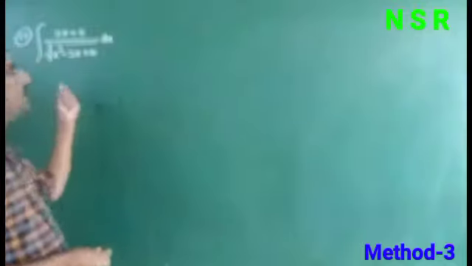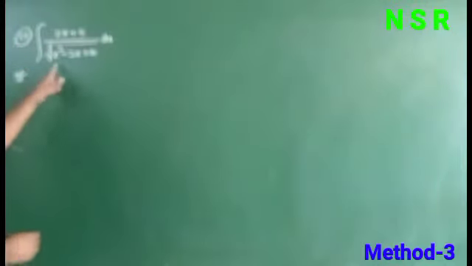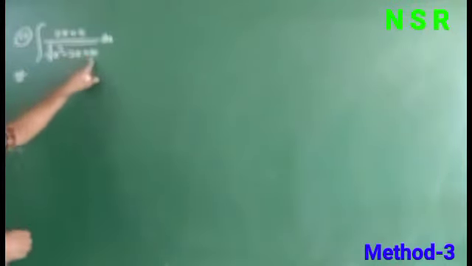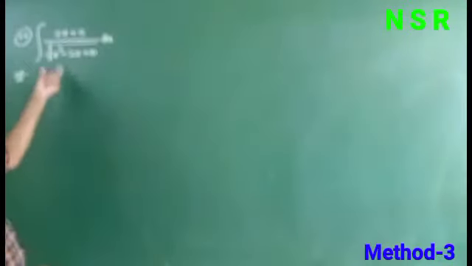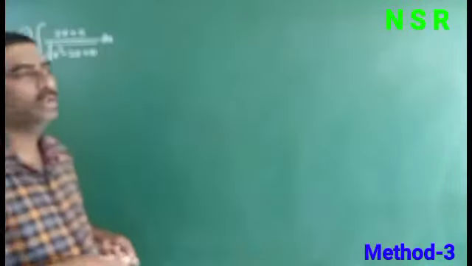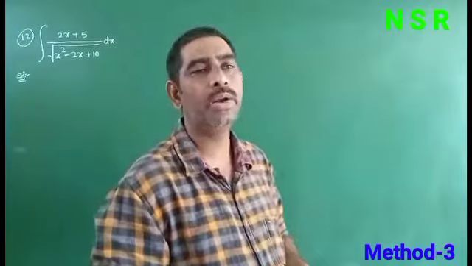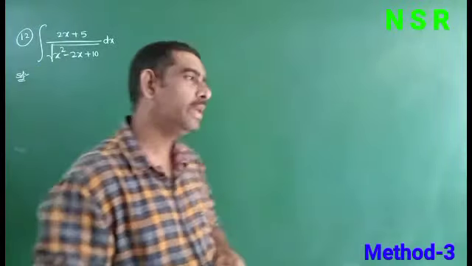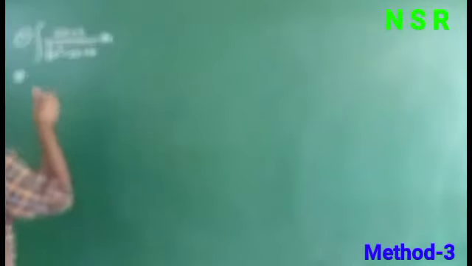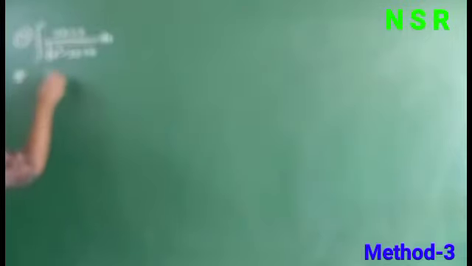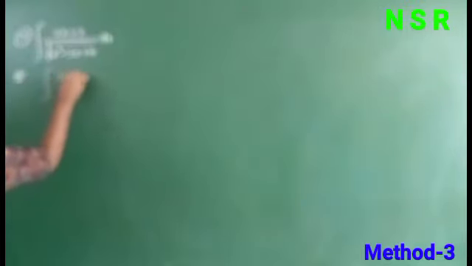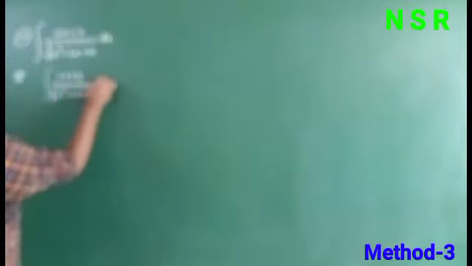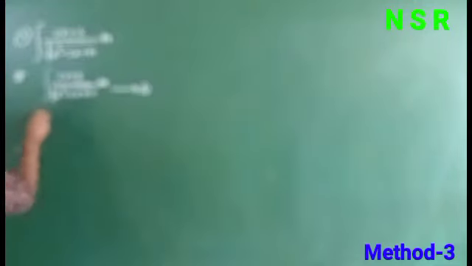Next question, integration of (2x plus 5) by square root of (x square minus 2x plus 10) into dx. This is in the form of integration of (px plus q) by square root of (ax square plus bx plus c). So first, take the given integral as equation number 1.